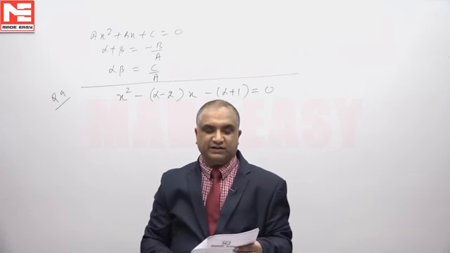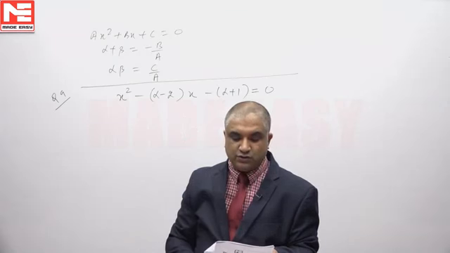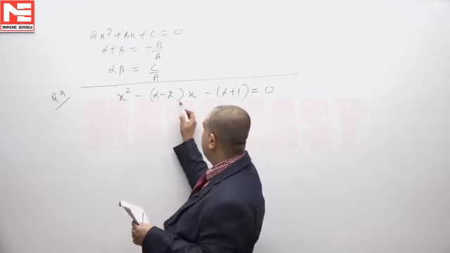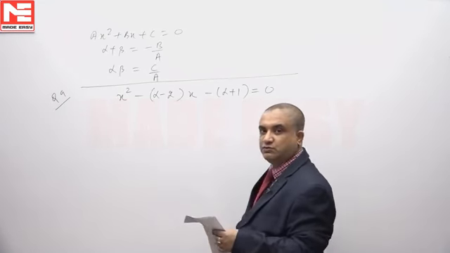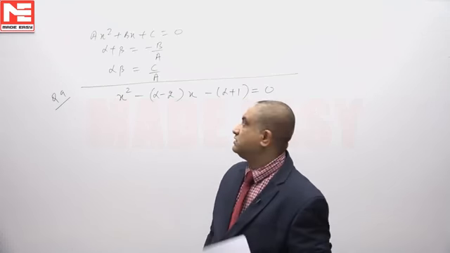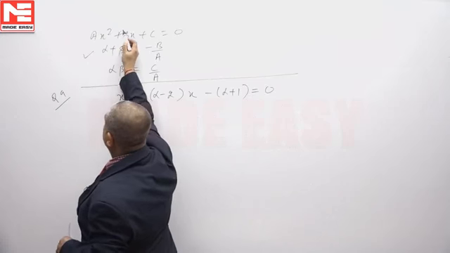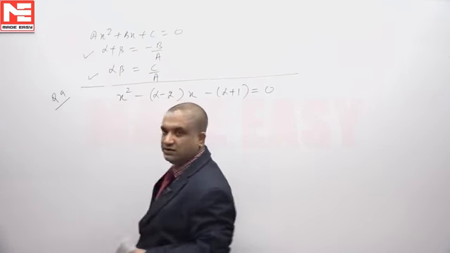Question number 9. Given a quadratic equation, P and Q are the roots of the quadratic equation x square minus (alpha minus 2) into x, I have written here minus (alpha plus 1) is equal to 0. We know for a quadratic equation the sum of the roots will be given by minus b upon a, and the product of the roots will be given by c upon a.